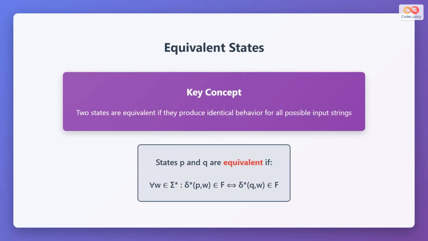A key concept in DFA minimization is that of equivalent states. Two states are considered equivalent if they produce identical behavior for all possible input strings. More formally, states P and Q are equivalent if for all input strings W belonging to sigma star, the transition from state P on input W leads to a final state, if and only if the transition from state Q on input W also leads to a final state.